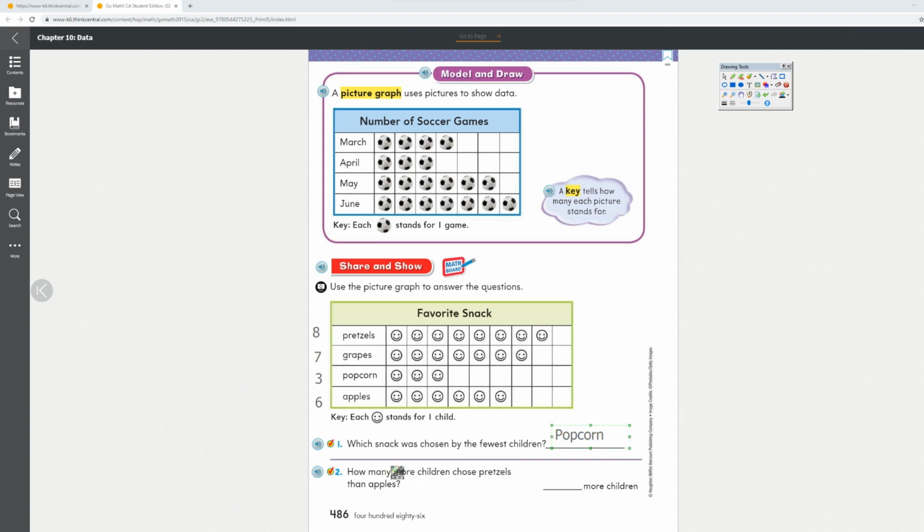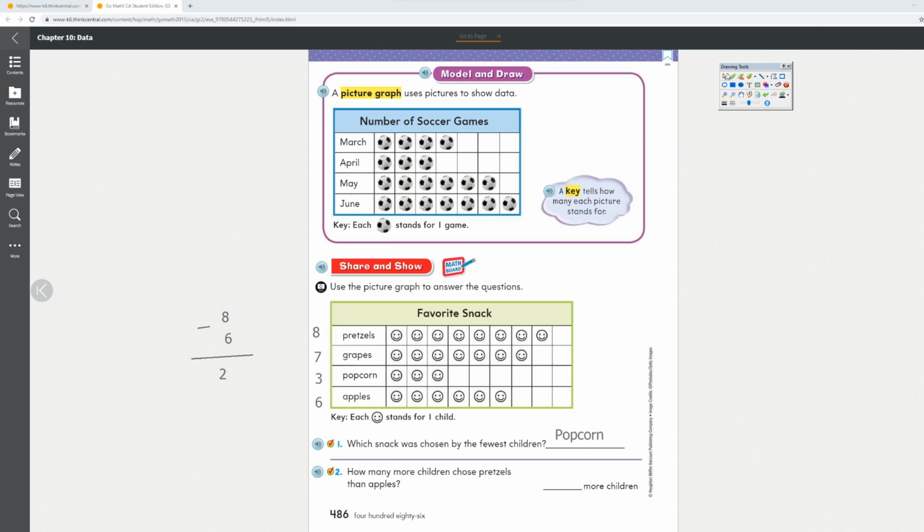Now for number 2, how many more children chose pretzels than apples? Now this one is asking to do a little math. We need to figure out how many more children chose pretzels, which is the first one, over apples, which is the last one, I'm sorry. So we have to do some subtracting here. Let's do 8, which is the bigger number, 8 pretzels minus the 6 apples, so that we can figure out how many more liked pretzels. The answer to that is going to be 2. 2 more children liked pretzels.